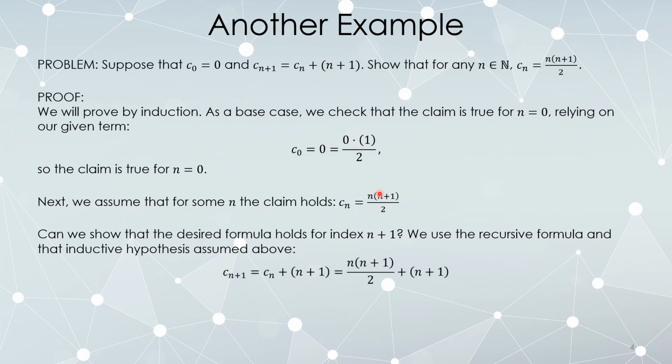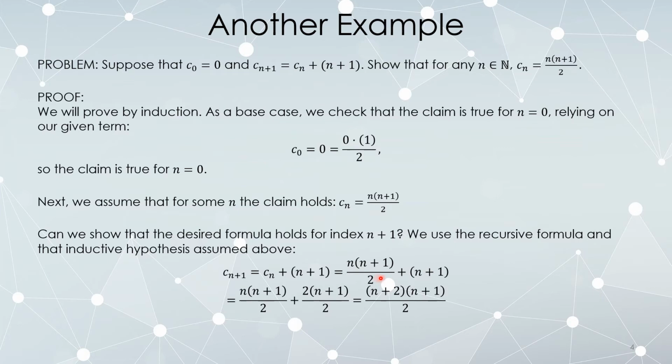We were, however, given a recursive formula. c sub n plus 1 is definitely equal to c sub n plus the quantity n plus 1. That was given up here as the recursive formula for our sequence. We assumed, however, that c sub n is equal to n times n plus 1 over 2. That was our inductive hypothesis. So c sub n plus 1 must be equal to this quantity plus n plus 1. Well, n times n plus 1 over 2 plus n plus 1.